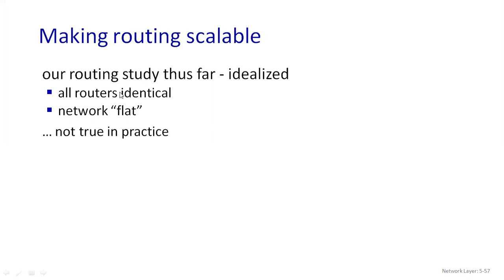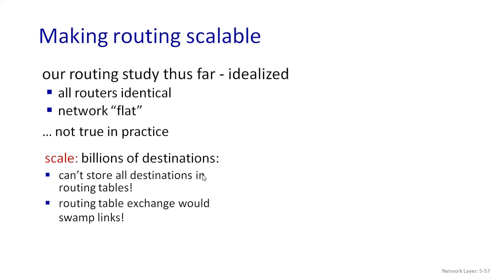Here all the routers are identical and networks are flat. These two concepts we have studied till now, but we cannot say that all these things are very true, because maybe the routers will not be identical, and the network may be very clumsy. So at that time, how are you going to do the routing? For that we have some algorithms, and by using those algorithms we made our routing scalable.